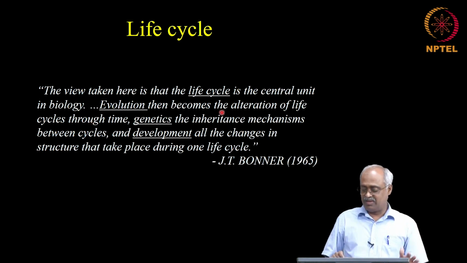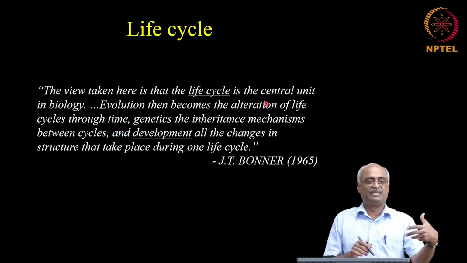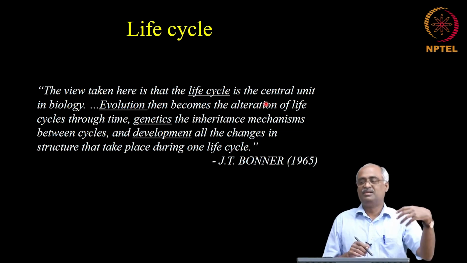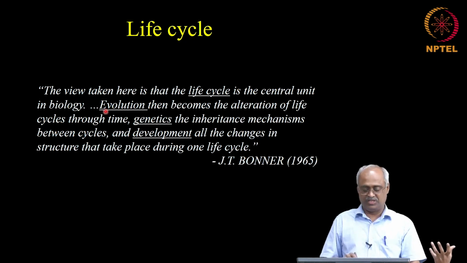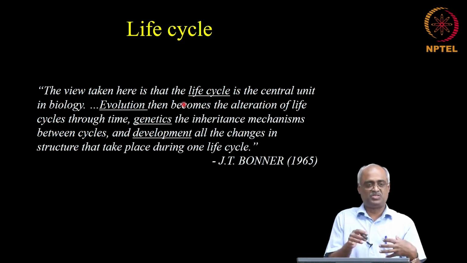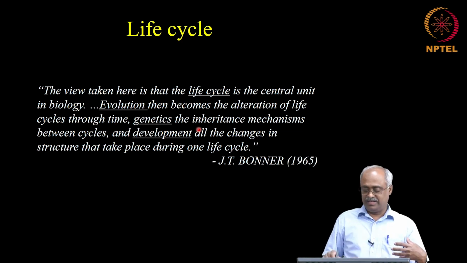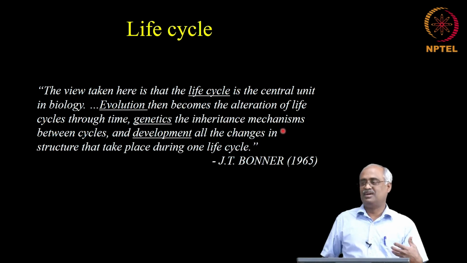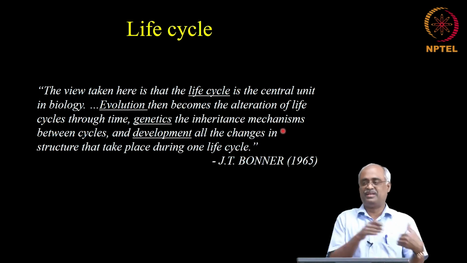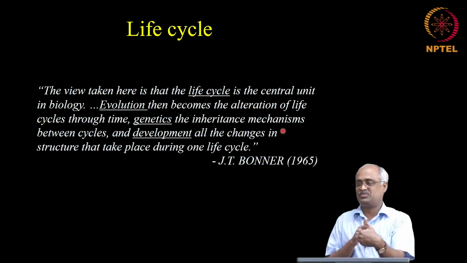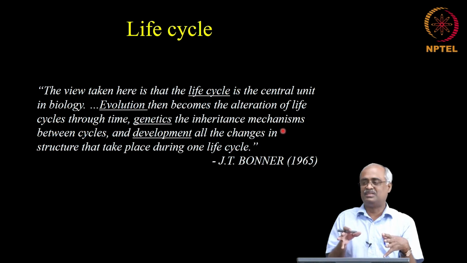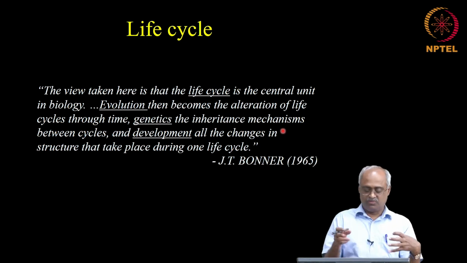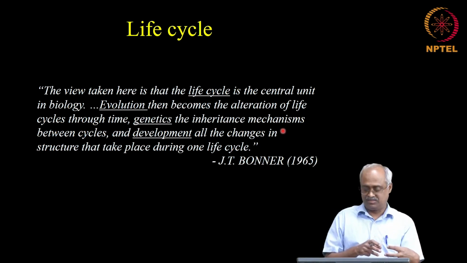And evolution then becomes the alteration in life cycle through time, from one style of life cycle to another style. So that alteration is what evolution is. It is the process of change that transforms life cycle. And genetics is the inheritance mechanism between cycles. How do I go from one adult body to another body? And that is genetics, how that information goes. What are the principles that govern the biological information flow from one generation to another generation?